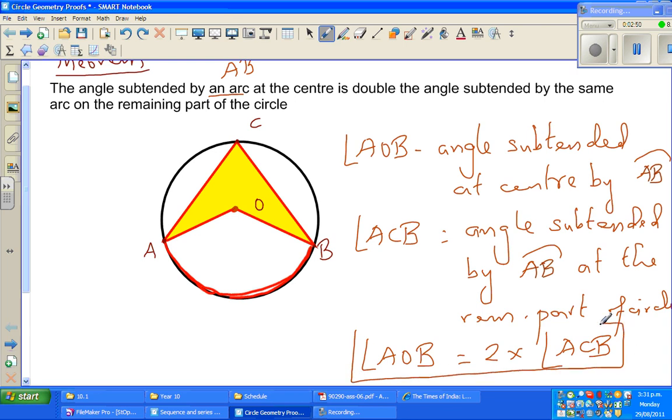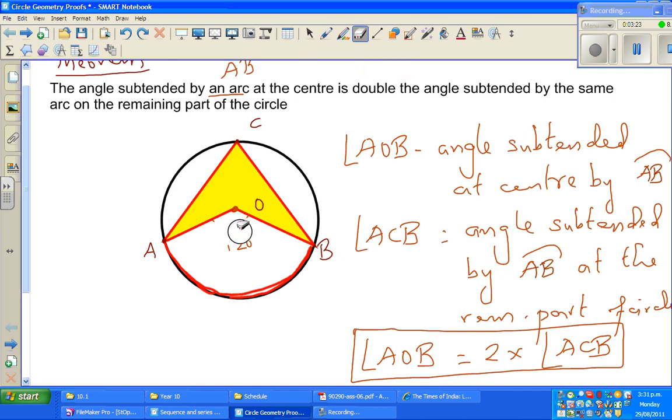That is what the statement is trying to tell you: suppose this angle is x, then this angle would be 2x. If you take an example, say if this is 60 degrees, we have to prove that this is 120 degrees. So we have to generalize it.